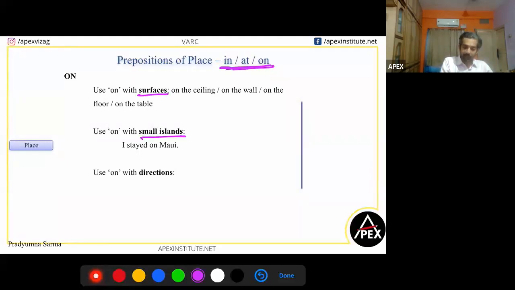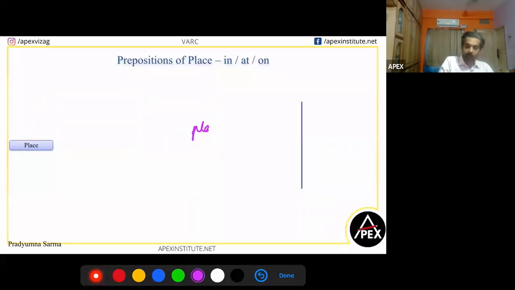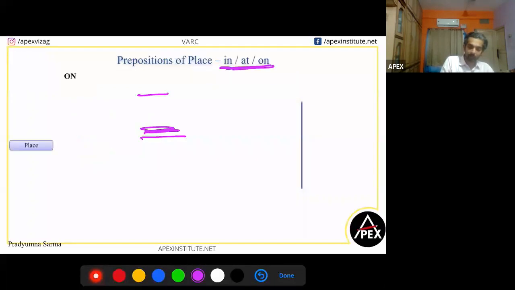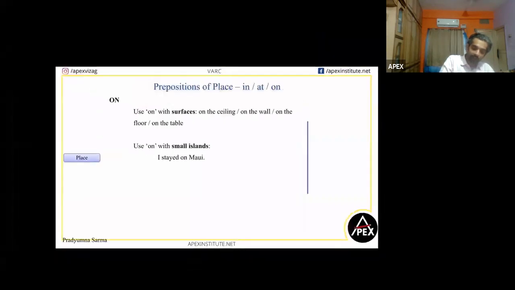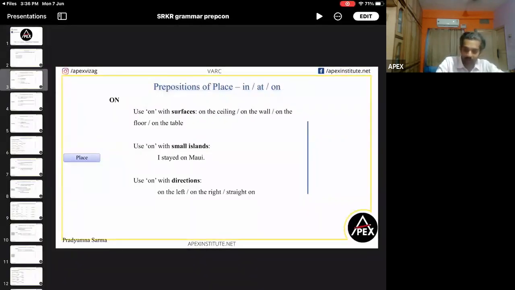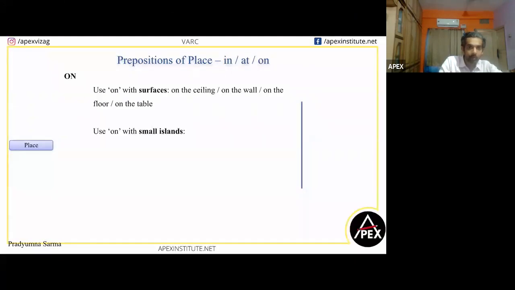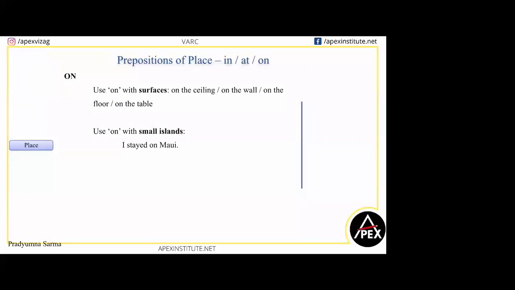That's more than enough. Instead of small islands, you can say, so instead of islands, maybe you can. What is happening? You can all see my screen still, no? Yes, sir. Okay, all right.